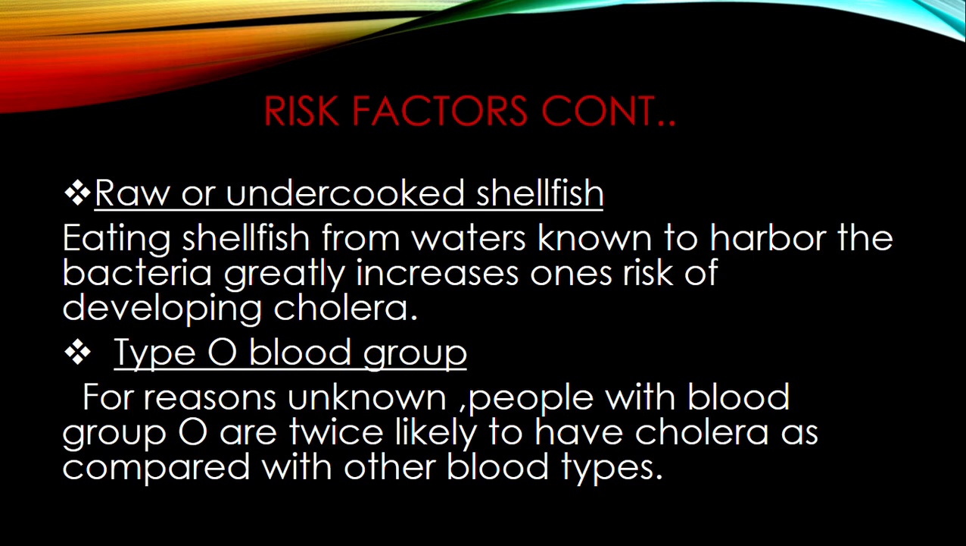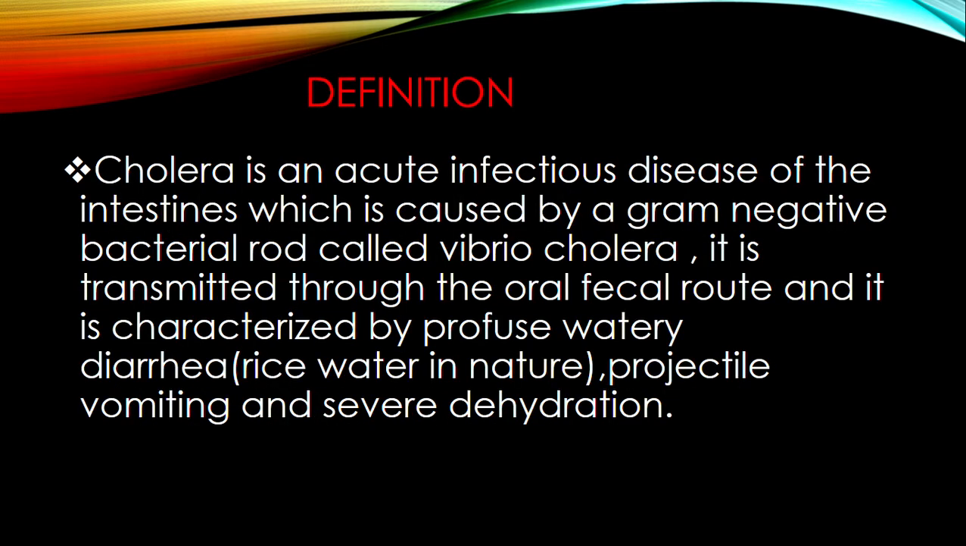Also, the fifth point is type O blood group. People with type O blood group are actually at twice the risk of having cholera, for reasons that are not yet known. So those are the risk factors. There are about five or six of them.